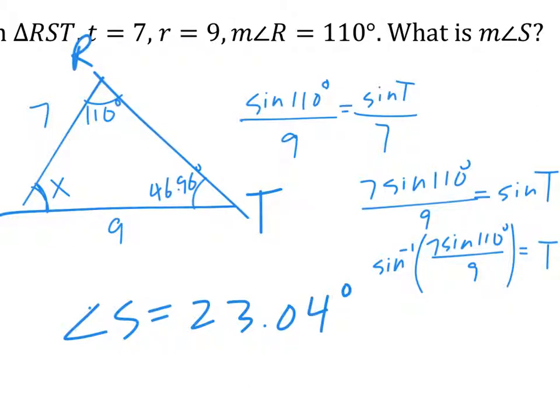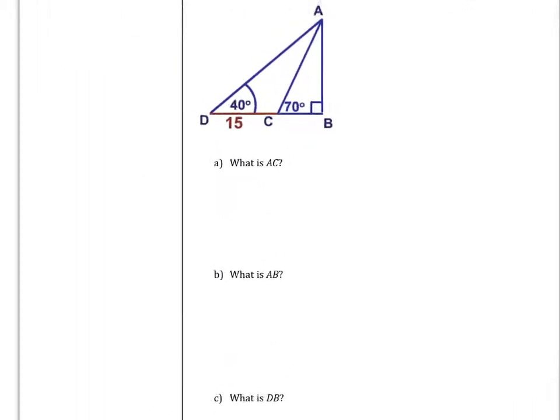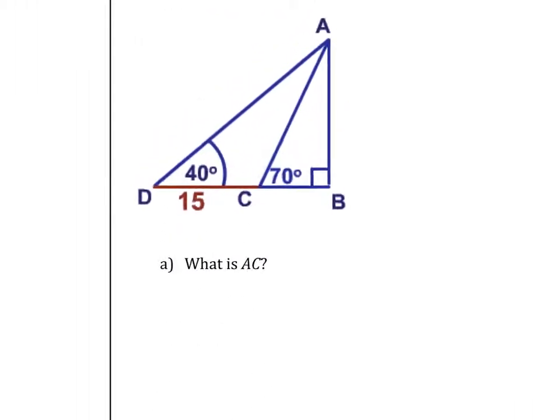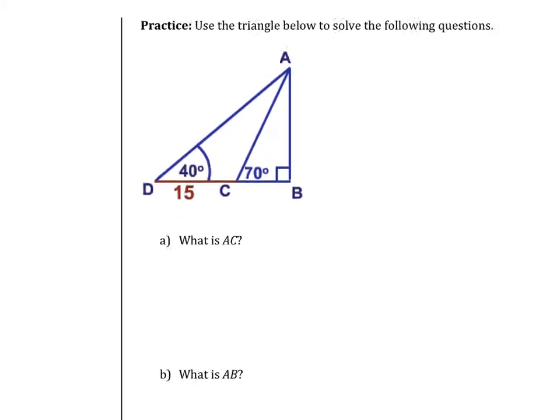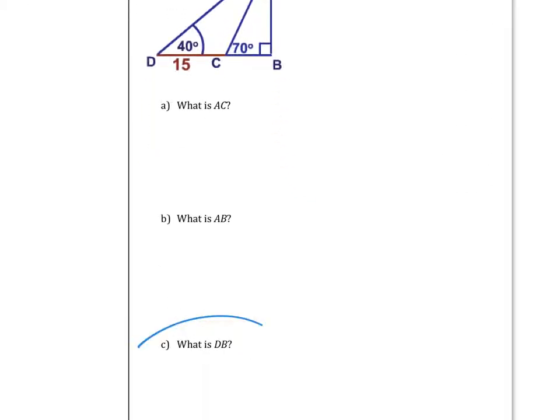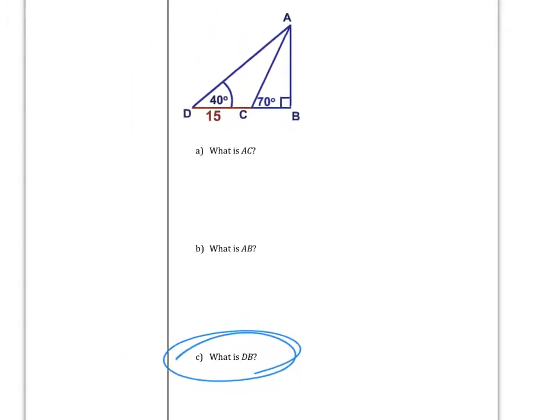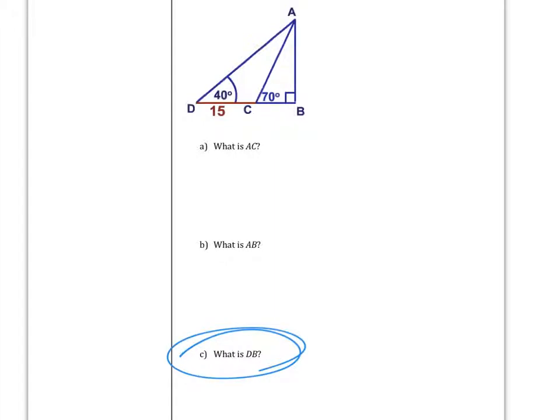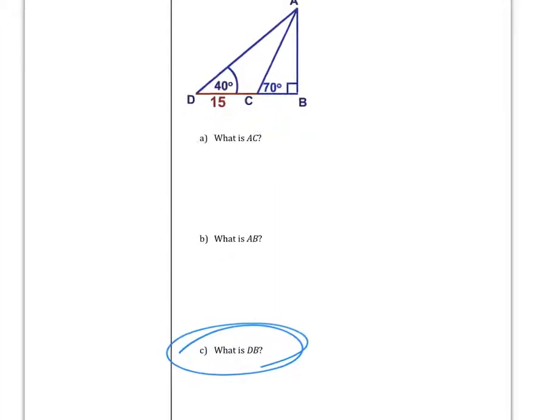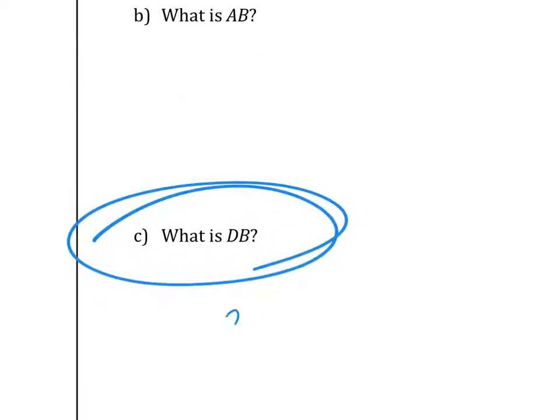So I'm going to let you try one with your partner. You have this triangle that has a triangle within a triangle. I want you guys to find DB. So work with your partner. What is DB? Okay, so the answer is 21.59.